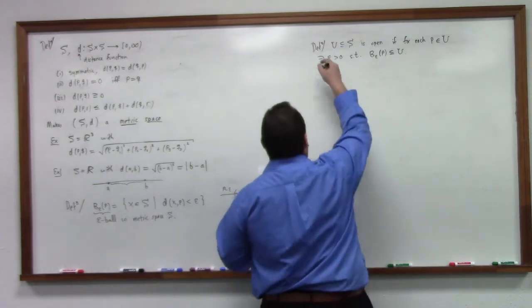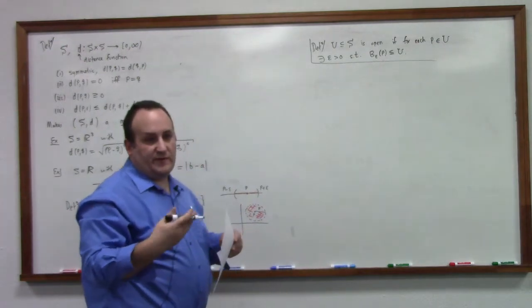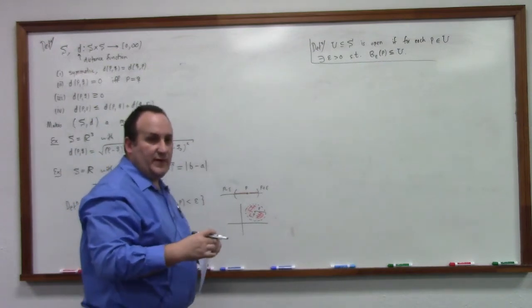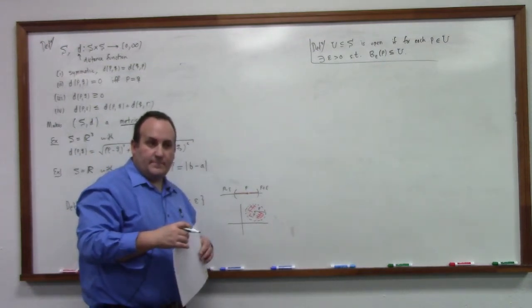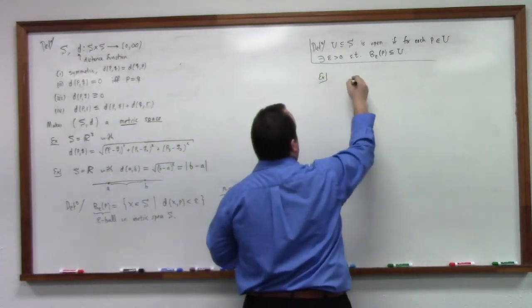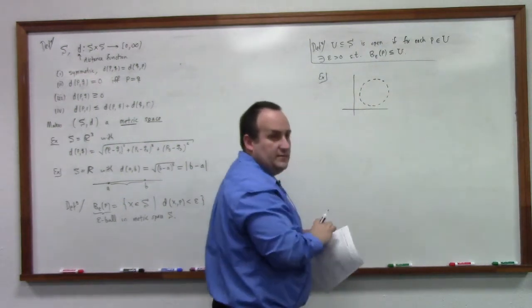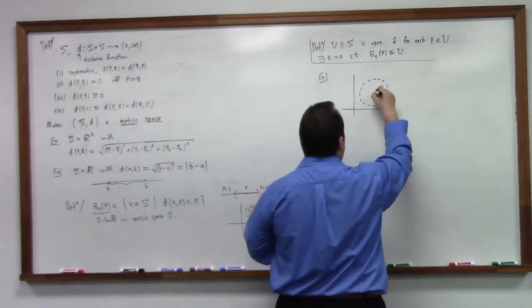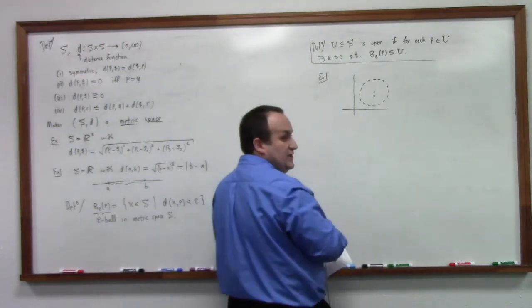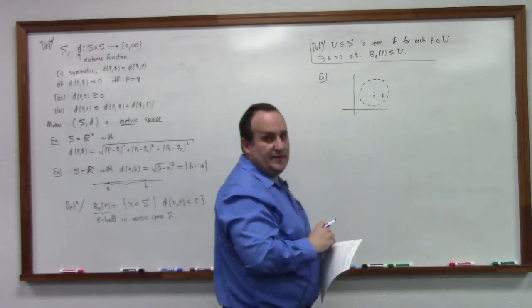So for example, open balls are open sets. Every point inside an open ball is an interior point, right? Do you see why that is? Here's an example. Suppose this is the open ball we're looking at, right? You pick me any point in there. Let's say Q, right? Can you find an epsilon that keeps it within the ball?